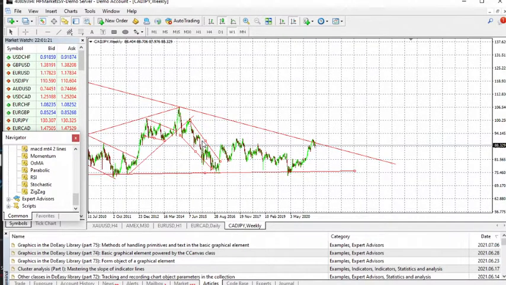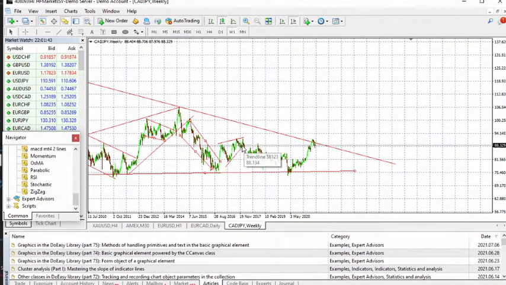Okay. Now I'm seeing another triangle here. This is another triangle here. Wow, what a sweet trade.